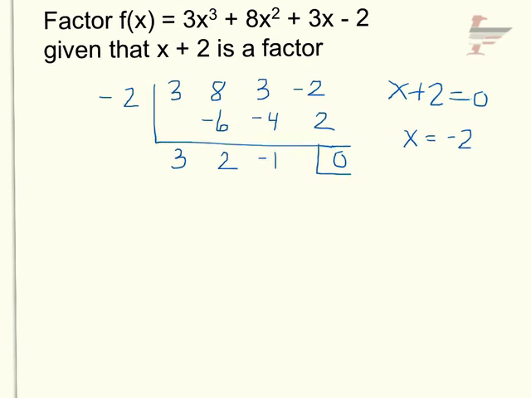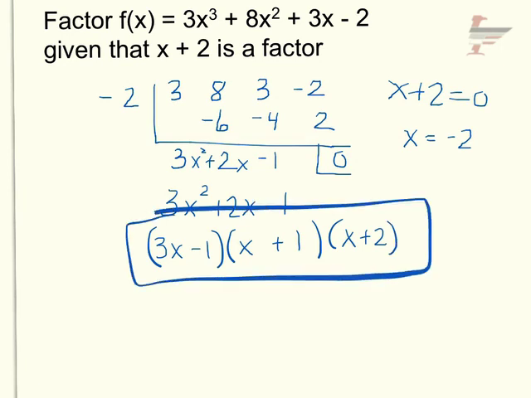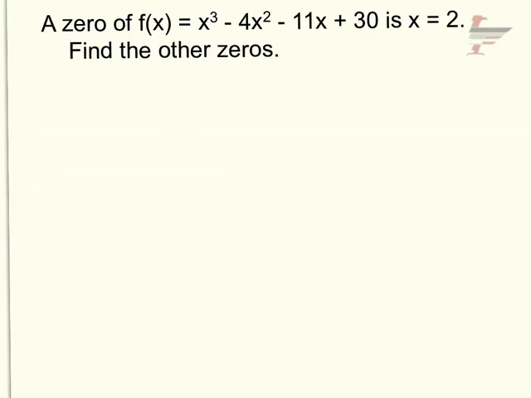So I went from cubic down to a quadratic. So this is 3x squared plus 2x minus 1. I'm going to write that a little bit bigger here. And I want to find the remaining factors. So factor that down, take a second and make sure that you can. And I would get that. So x plus 2 is also a factor. Don't forget to tie that in at the end.